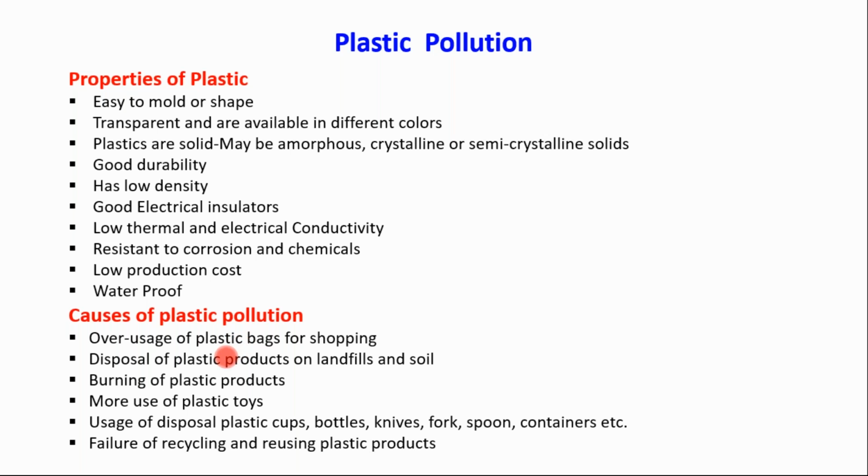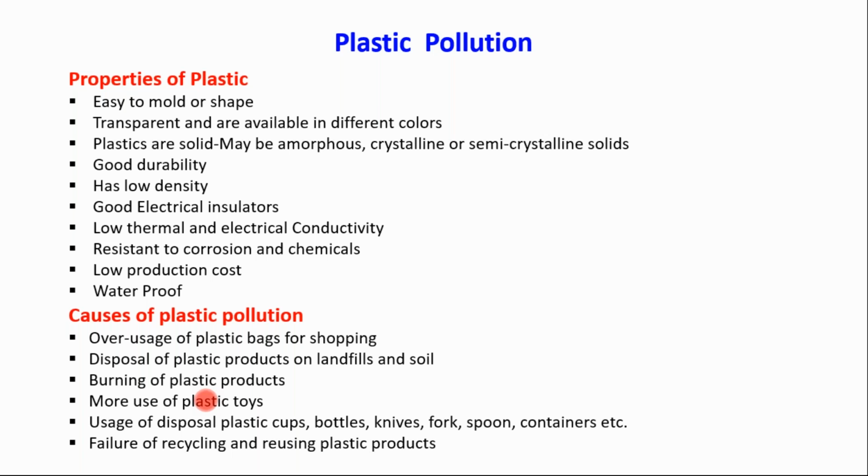Then disposal of plastic products on landfills and soils. So disposal of these plastic products on landfill is the second cause of plastic pollution. And the third one is burning of these plastic products. We have already discussed the different components which constitute these plastic products, which are harmful and toxic. If they are burned, then toxic gases can be generated due to this plastic combustion process.